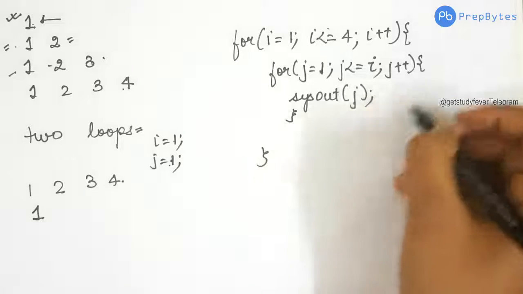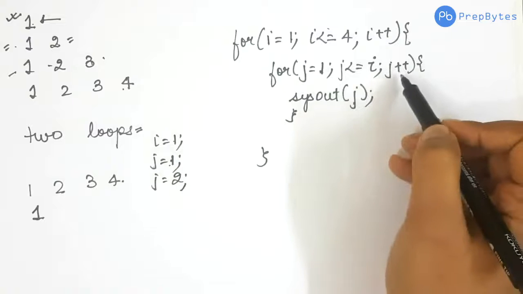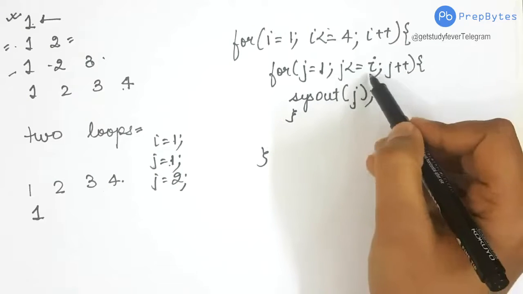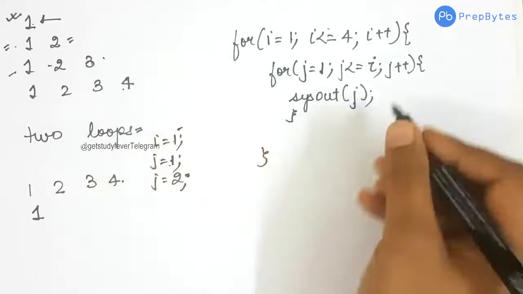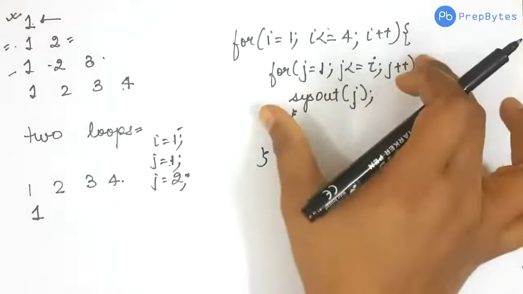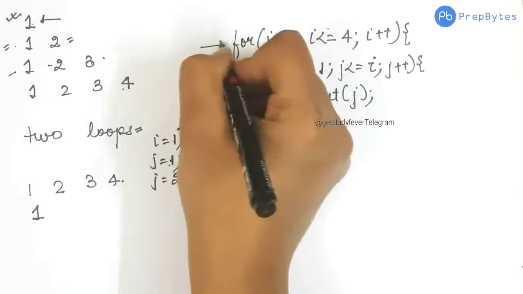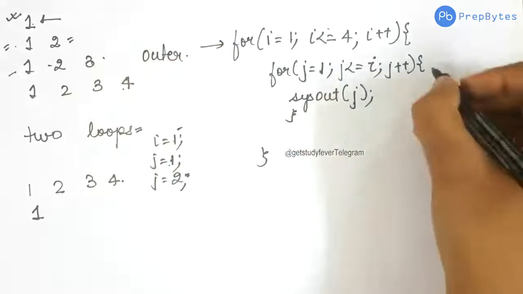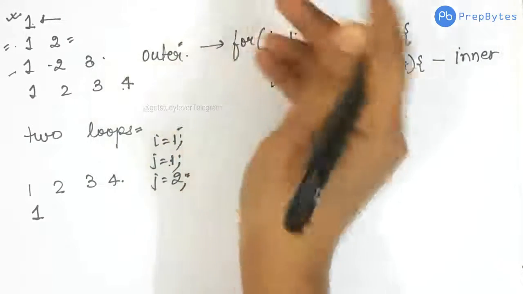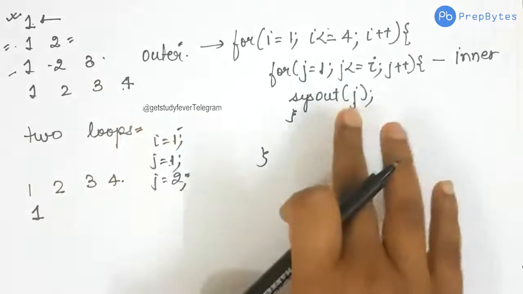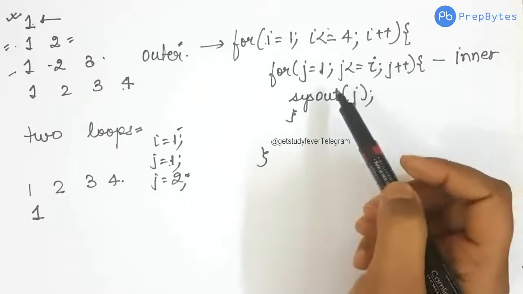Now what happens? j gets incremented. The value of j becomes 2. Now this condition is checked. Is j less than or equal to i now? No, my value of i is 1 and j has become 2. So this loop gets terminated. We again come back to the outer loop. You can think of this as the outer loop and this as the inner loop. The inner loop runs for every value of the outer loop, and this is what we are trying to understand. So initially for i equal to 1, this loop will run one time.